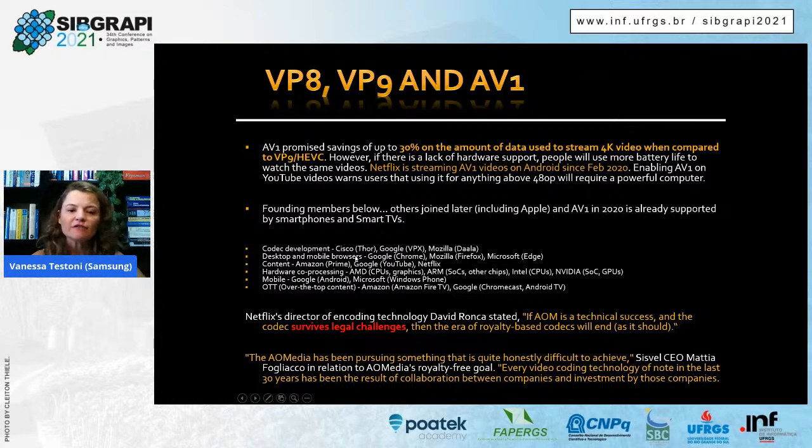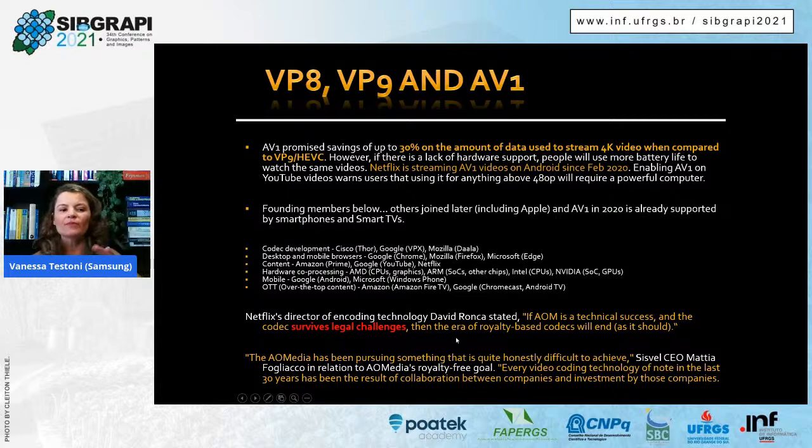Here the difference is that if you take a look at the companies that are involved, you have several of them, in all the areas: browsers, content providers, chip producers, mobile companies. So Amazon, Google, Intel, Samsung is also here, Mozilla. It's a big alliance and they tried to come up with AV1 as a free, royalty-free option. And some people say, super fine, if they can survive the legal challenges, probably they will change the industry forever.